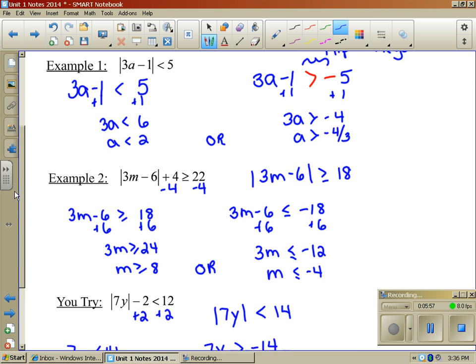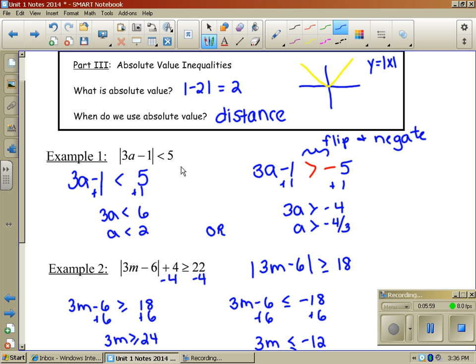Okay. So, absolute value inequalities. If the absolute value is not already isolated, we isolate it, move everything over to the other side, set up two equations. The first one's set up just as it was, without the absolute value. The second one is set up when we flip the sign and negate the answer. And then we just do algebra and finish solving both equations, not forgetting that we need an or in between there.